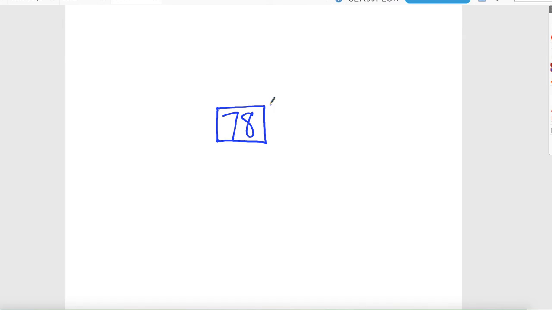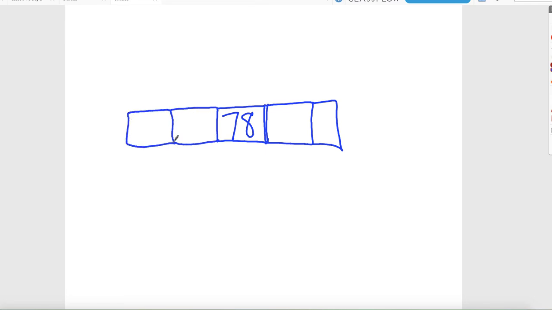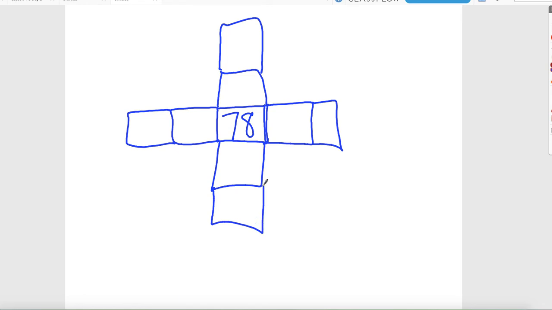78. And I have two boxes off to the one side of 78. Oh, that's not a very good box, but it'll work. And I have two boxes off to the left side of 78. And I have two boxes above 78. And I have two boxes below 78. Let's see if we can figure out the missing numbers for 78.